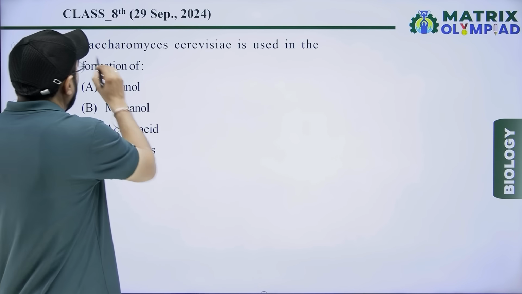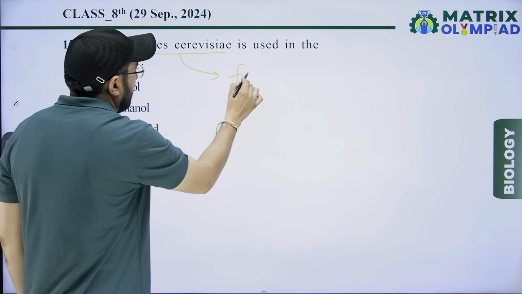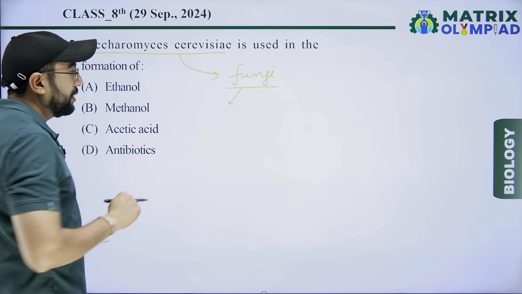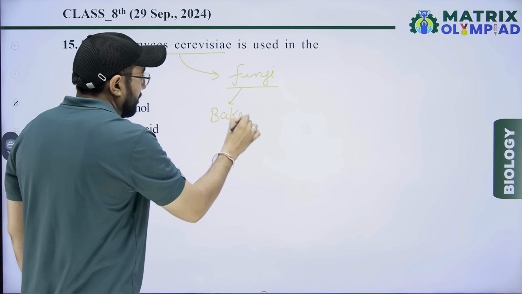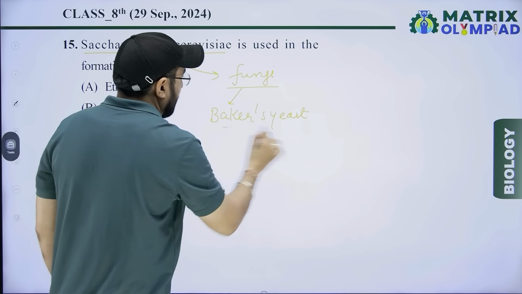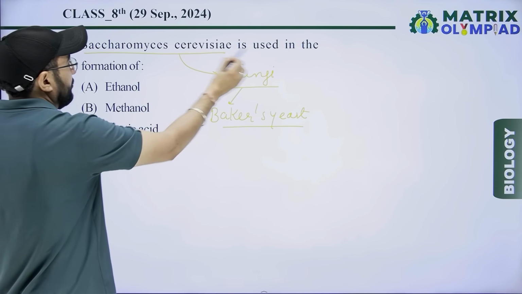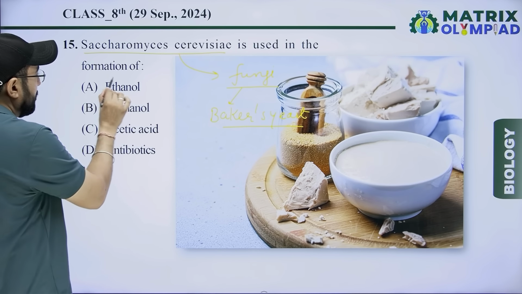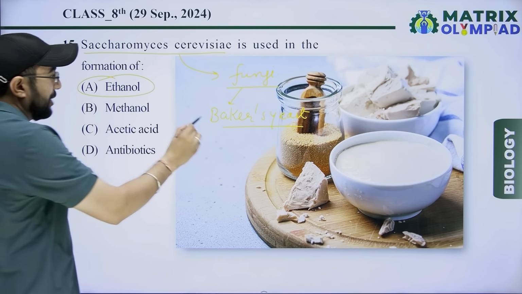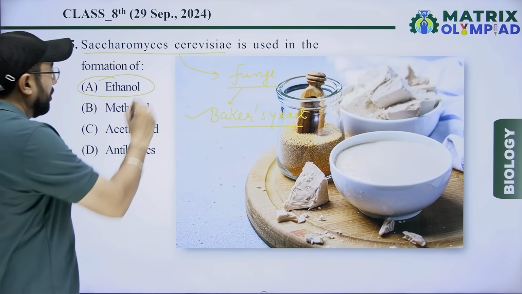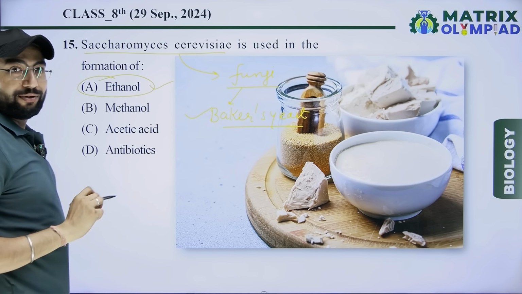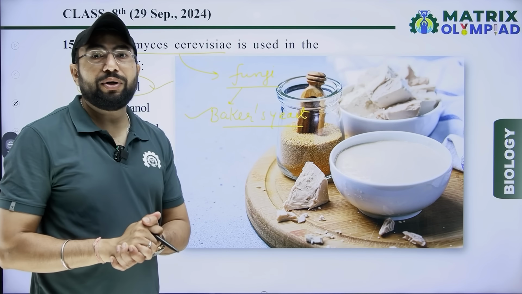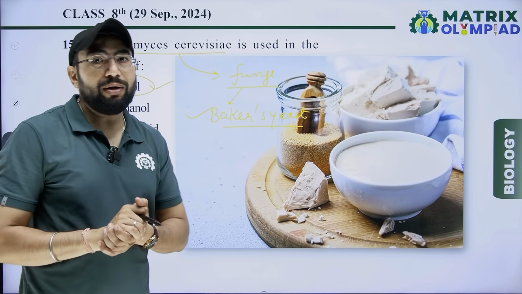Next question is, Saccharomyces cerevisiae is a fungus that helps in anaerobic fermentation, also called baker's yeast. According to the question, Saccharomyces cerevisiae is used in the formation of ethanol, methanol, acetic acid, antibiotics. It is used in ethanol, and also used in bakery products. So the right answer is related to ethanol. That is anaerobic fermentation, and the raw material is used for bakery products and also in ethanol formation.